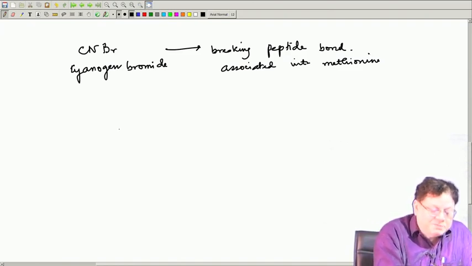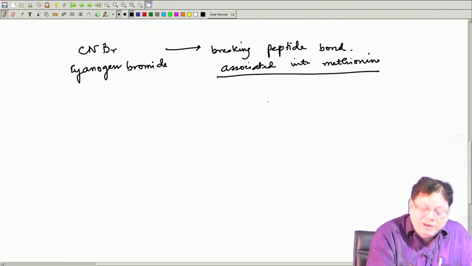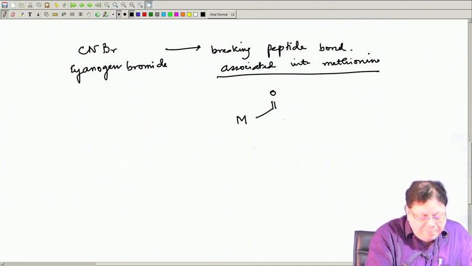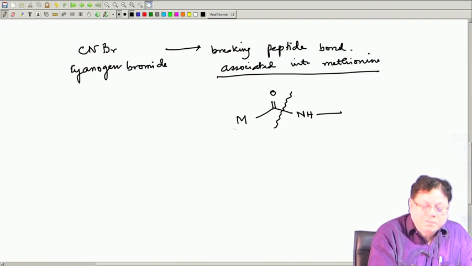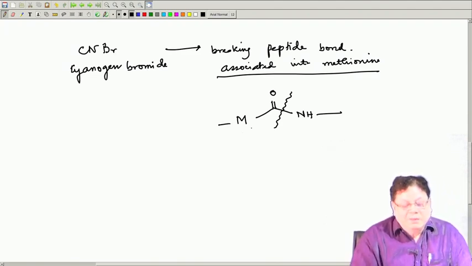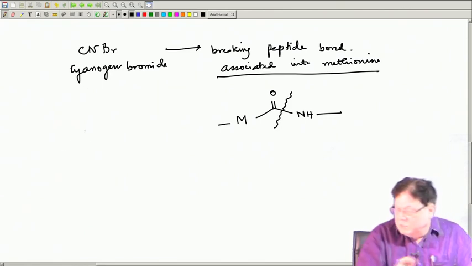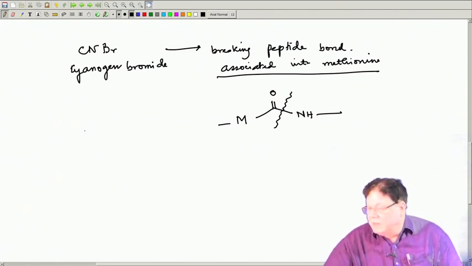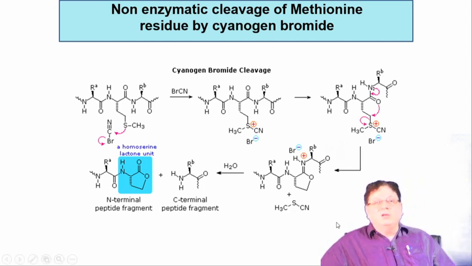The chemistry that takes place is, first of all, associated means, again you have to be very clear that if it is methionine, the code is M, and if it is NH, then this is the bond which is being cleaved, that is by cyanogen bromide. Now, let us try to draw the mechanism, or the mechanism might be given here in the slides. I can show it here.